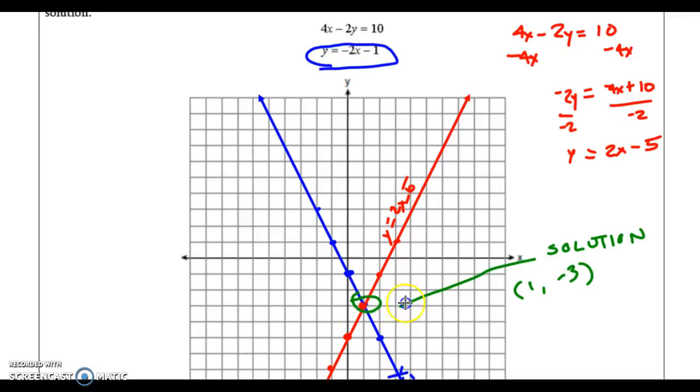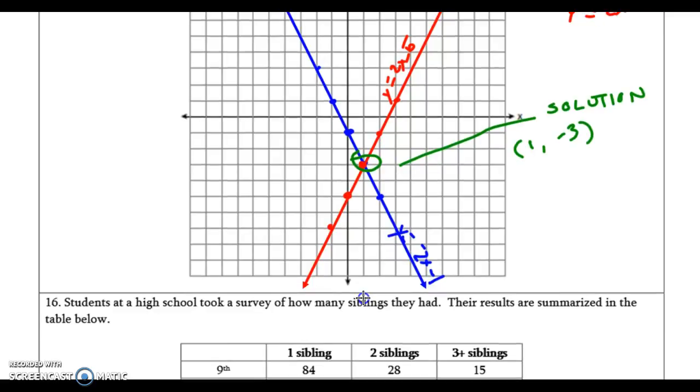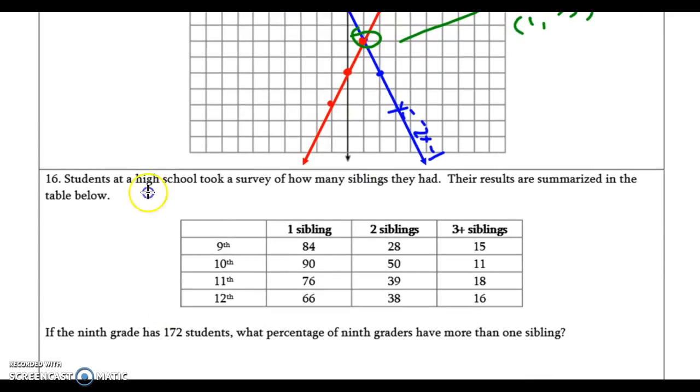If you did not identify that this was the solution at +1, -3, you only got 1 out of 2 points. All right, moving on to question number 16.